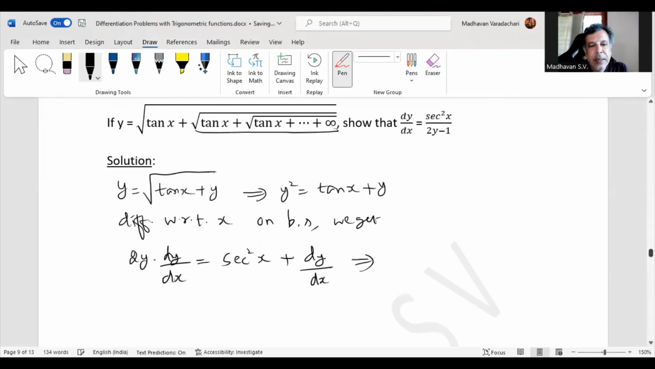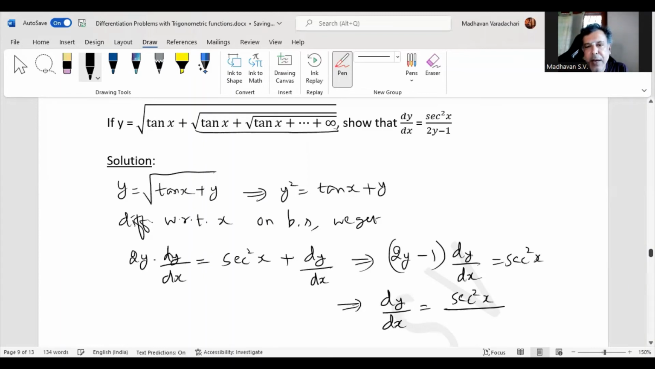Which means I can take this dy by dx everything to one side. So you will have 2y minus 1 times dy by dx is equal to secant square of x, which means our dy by dx is secant square of x divided by 2y minus 1. That is what we need to prove.